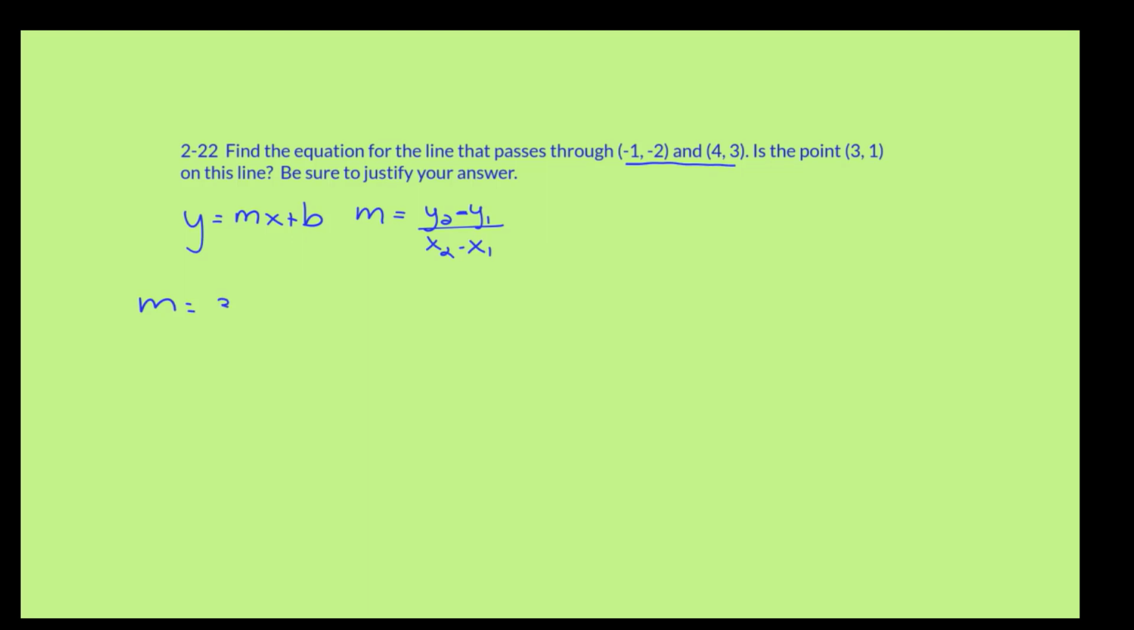So I'm going to say 3 minus -2 over 4 minus -1. That will give me 5 over 5, so I know that it equals 1. So my slope is 1.